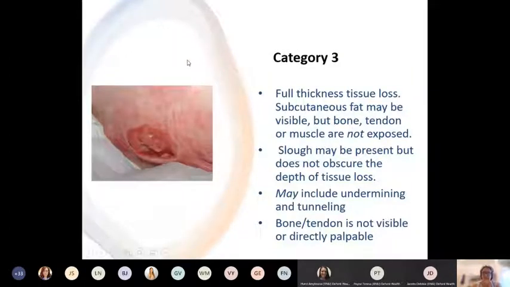Okay, so category 3, this is where you've gone through the skin, all the way through the skin, and you're through into the tissues beneath, into the subcutaneous fat, but you're not going as far as bone, tendon, or muscle. So you're just into the fat layer here. So you may well have slough at this point. You would be able to categorise it as a 3 if you were able to see the wound bed. You may get, as in this photograph, some undermining and a little bit of tunnelling, but you definitely won't be able to see or feel bone and tendon.